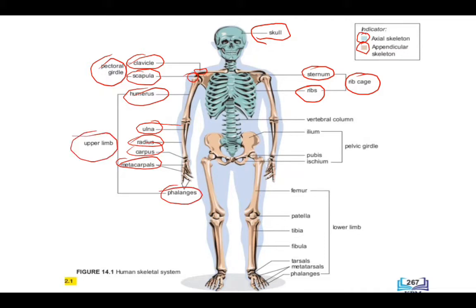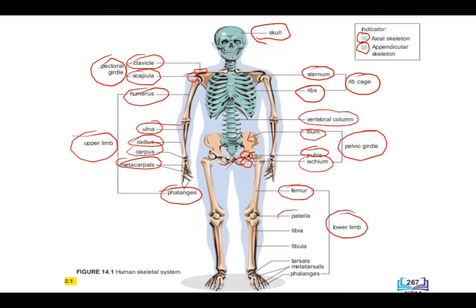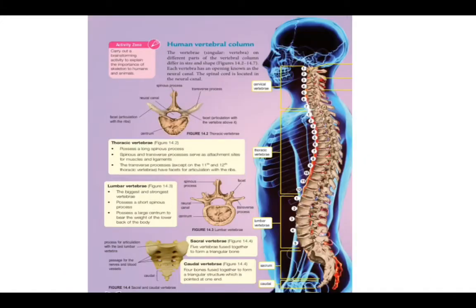And then here pelvic girdle consists of ilium, the pubis, and the ischium. And this is the vertebral column, tulang belakang. And the lower limb consists of femur, patella, sini ya, tibia, fibula, tarsals, metatarsals, and phalanges. So these are the human vertebral column, tulang belakang.